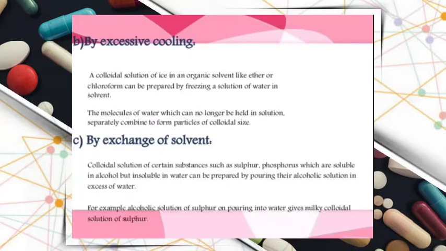Third, by exchange of solvent. Colloidal solutions of certain substances such as sulfur and phosphorus, which are soluble in alcohol but insoluble in water, can be prepared by pouring their alcoholic solution into excess water. For example, an alcoholic solution of sulfur on pouring into water gives a milky or colloidal solution of sulfur.